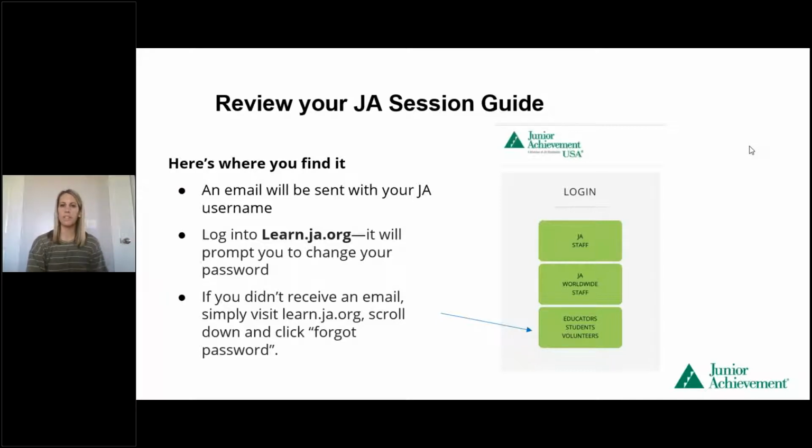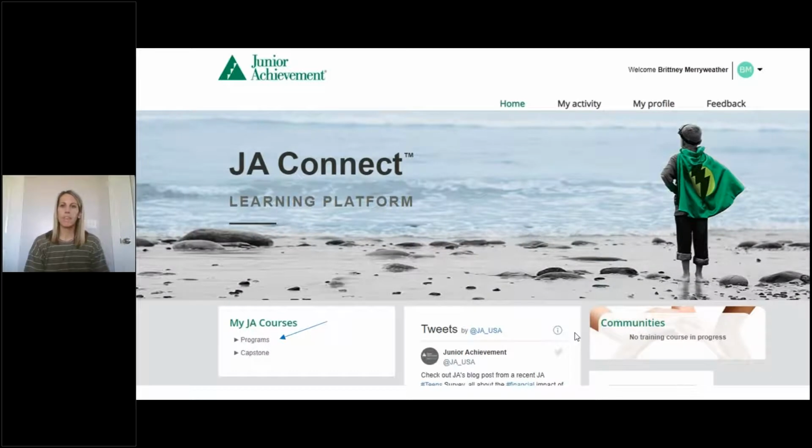When you visit learn.ja.org, you'll see a login page, and you'll click right here where it says educators, students, and volunteers. From there, it will take you to the JA Connect Learning platform. Under My JA Courses, and the menu programs, if you click on the down arrow, you should see your class, and it generally will have some sort of a description with your last name, the name of the program, your grade level, and your school.